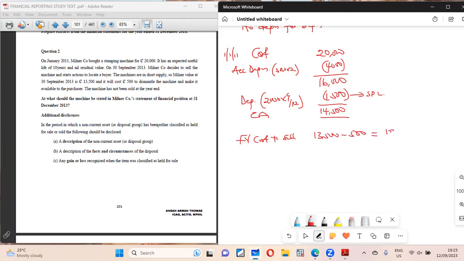Which will be 1,300. 13,000. Yeah, 13,000. All right. So the amount to be sent to the statement of financial position will be the 13,000. Then we now compare it with the carrying amount to look for impairment. So there's impairment of 1,500.